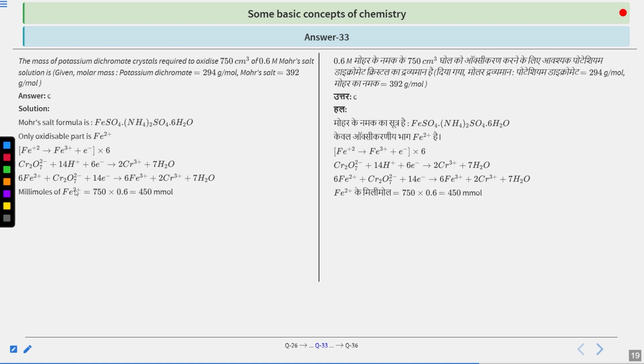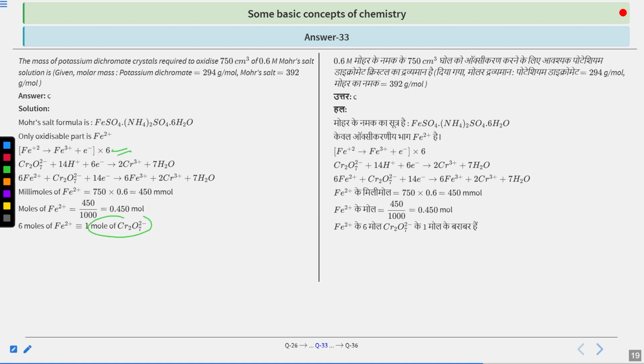What is the amount of Fe2+ here? It is given that 750 centimeter cube of the solution we have has 0.6 molarity. That will give you 450 millimoles of Fe2+. So what are the moles of Fe2+? Divide this simply by 1000 and that will give you 0.450. Now 6 moles of this thing react with 1 mole of Cr2O7 2-. Therefore 0.450 mole of Fe2+ will react with 0.450 by 6, that is 0.075 mole of Cr2O7 2-.